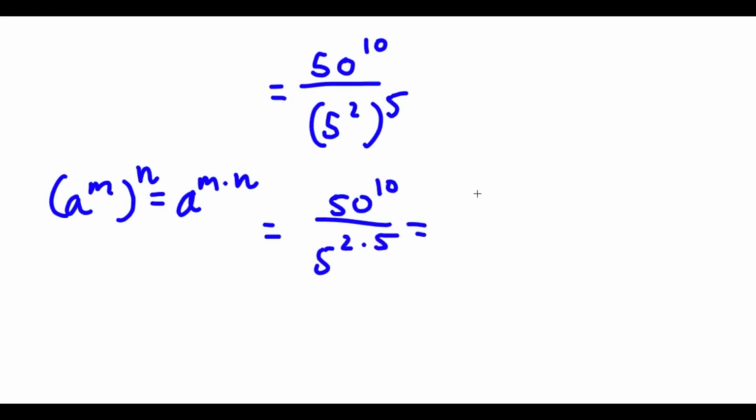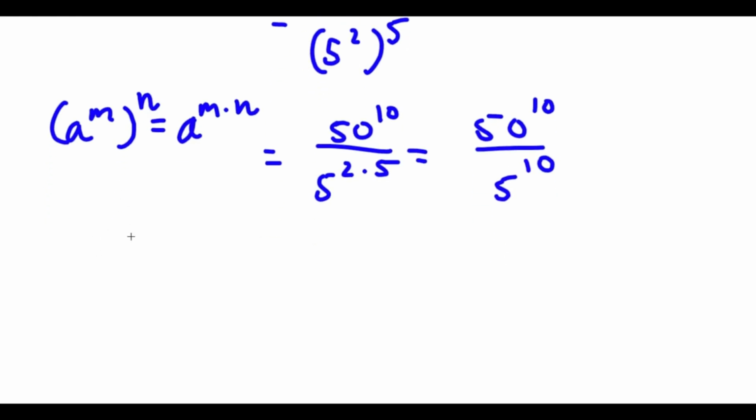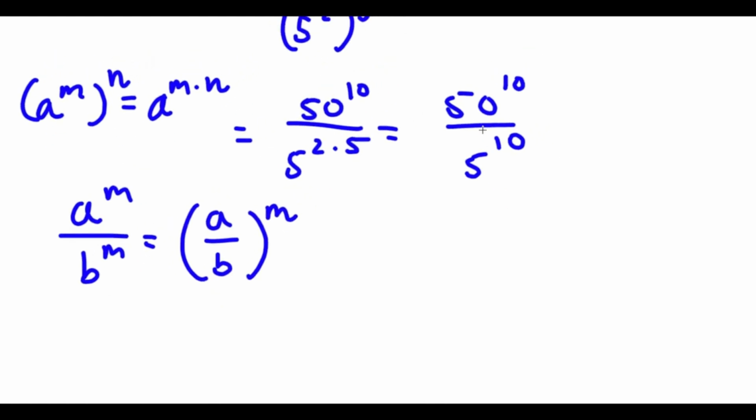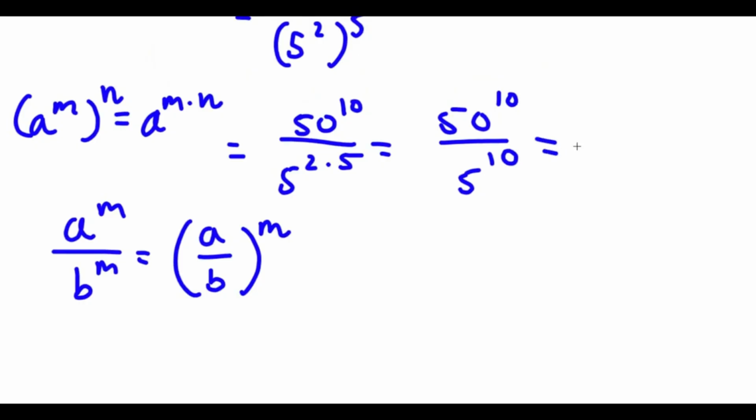And 2 times 5 is 10, so now I have 50 to the power of 10 over 5 to the power of 10. Now, if I have something in the form a to the power of m over b to the power of m, this is equal to a over b to the power of m. So in this case, 50 to the power of 10 over 5 to the power of 10, this is going to equal 50 over 5 to the power of 10.